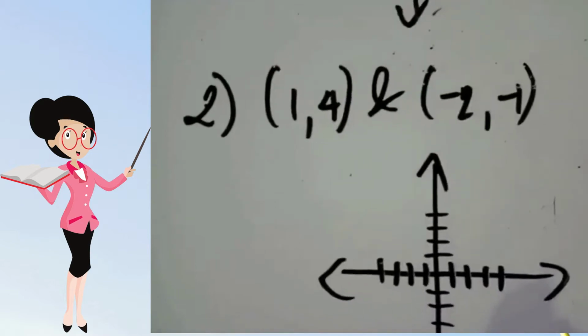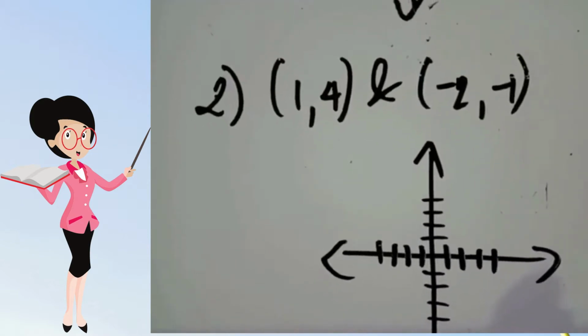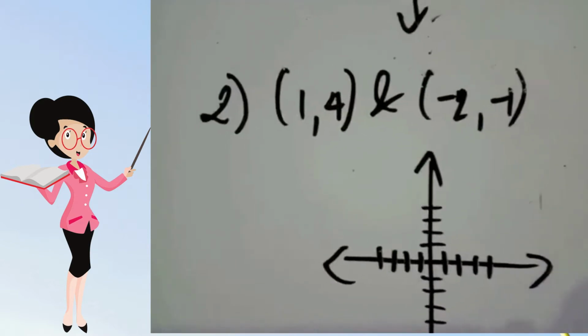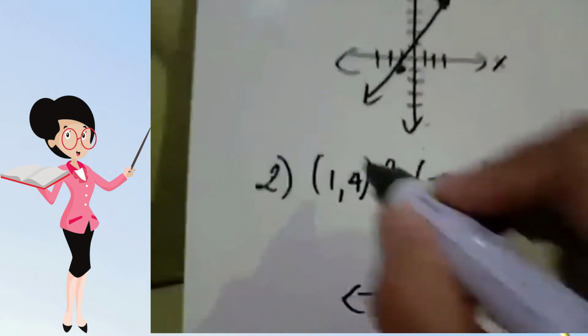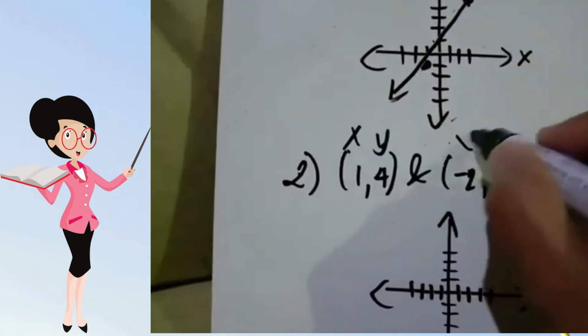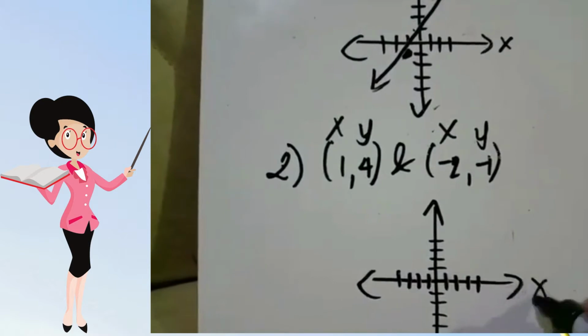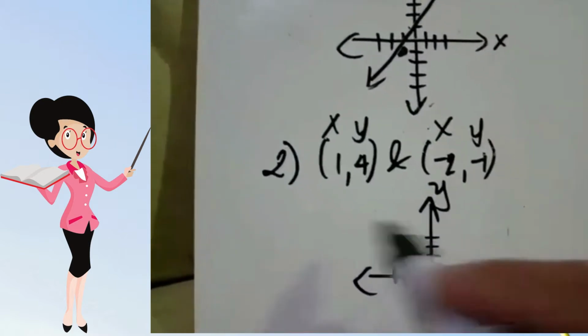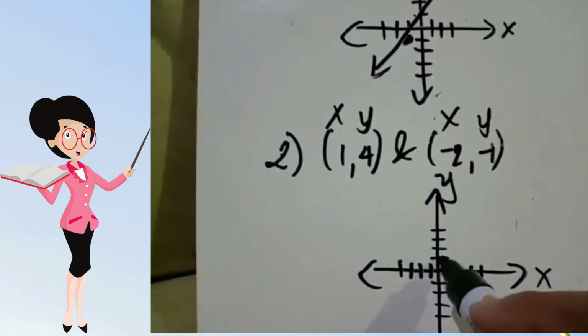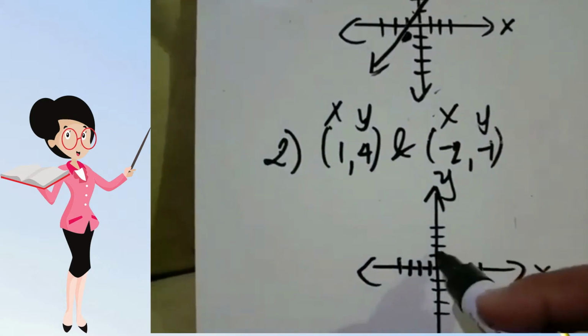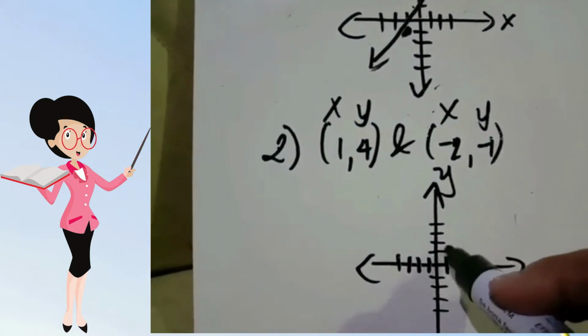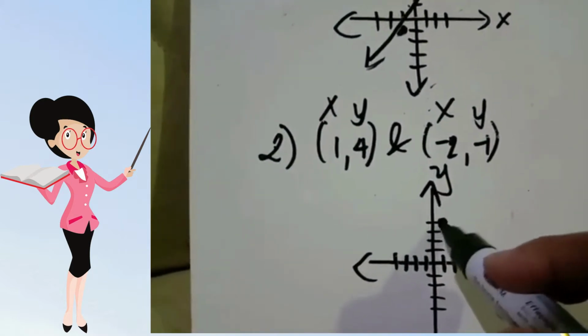Another example. You have 1, 4, and then -2, -1. So, you have the x and the y. X-axis, y-axis. So, 1, this is 1, and then count 4, going up, 1, 2, 3, 4. So, ang kanilang meeting place is 1.